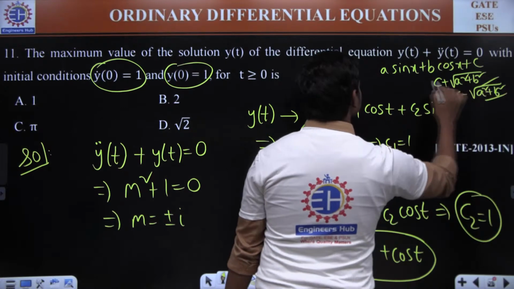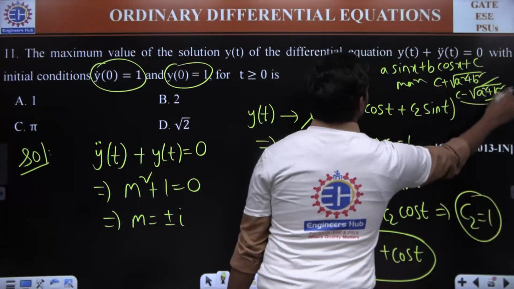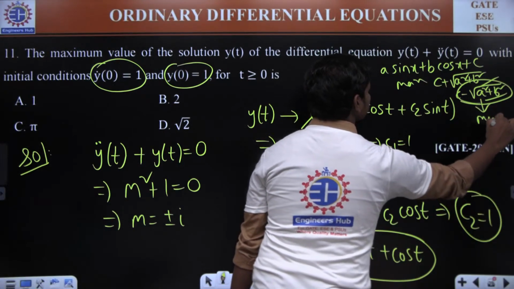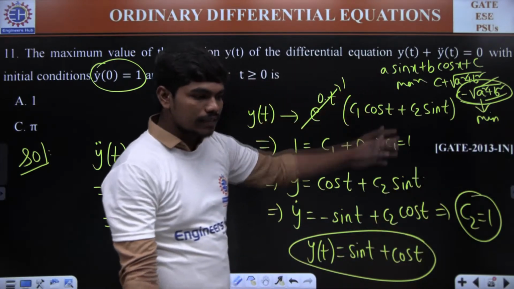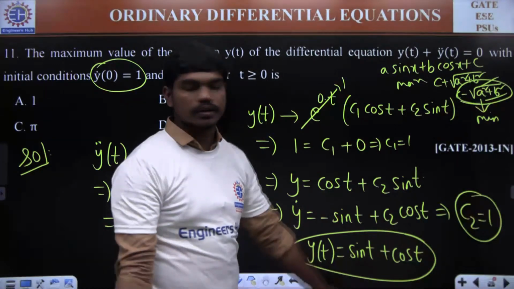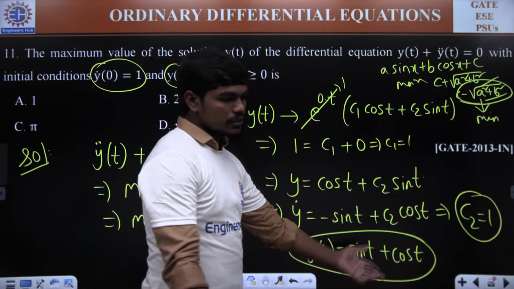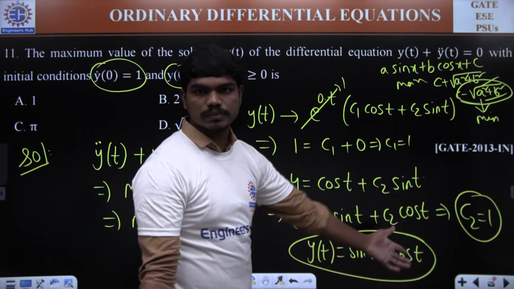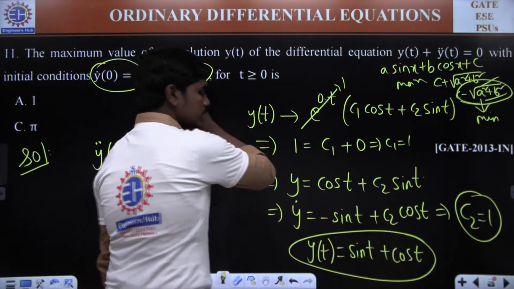This is what you can have. This is maximum, and of course this is minimum. Please make this note, because these kinds of points are helpful for solving this kind of problem. So the maximum value of this will be c 0 plus square root of 1 square plus 1 square, which is square root of 2, which is option D.